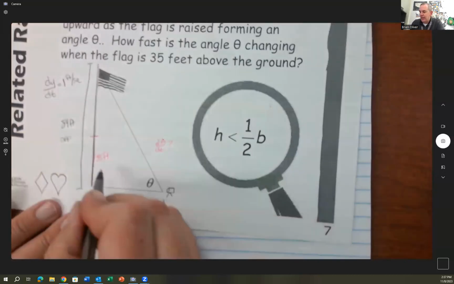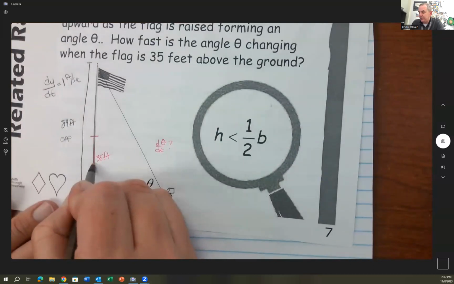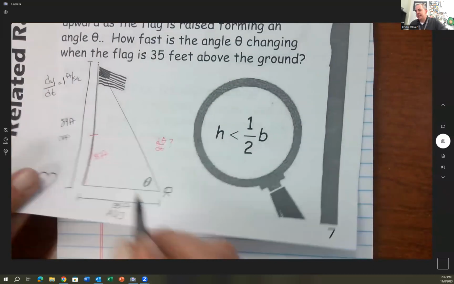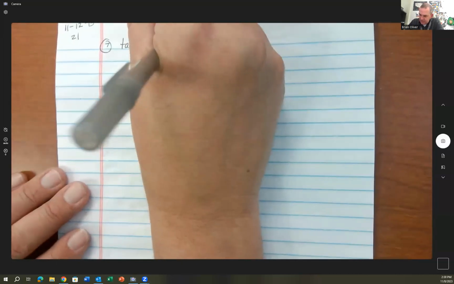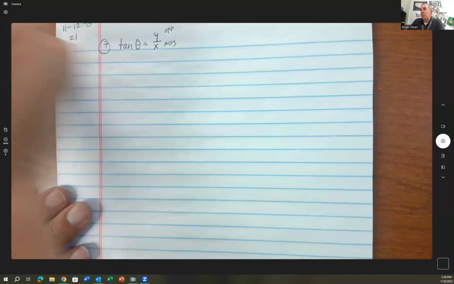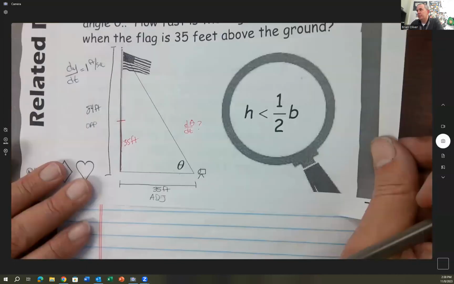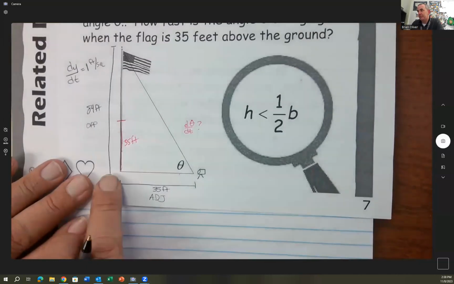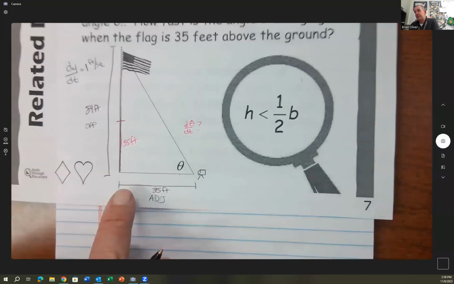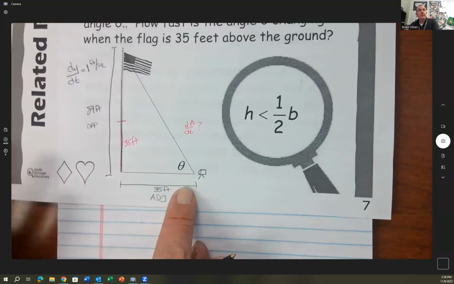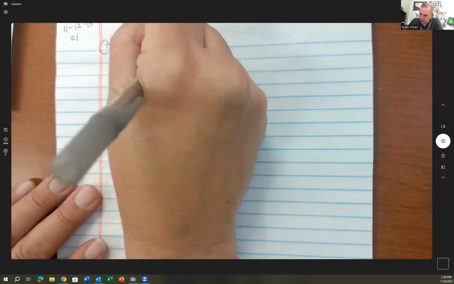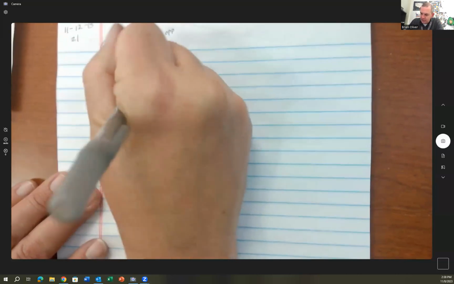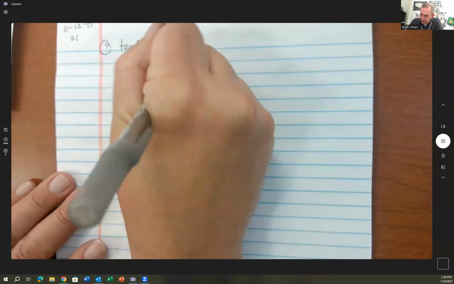opposite over adjacent. Opposite is going to be this y value. Adjacent is going to be this x value. So I'm going to write it down as opposite y over adjacent x. And what I need to look at is which one of those numbers is fixed. Is my up and down fixed, or is my left to right fixed? In this case, my left to right is fixed. It's 35 feet. It's always 35 feet. So tangent theta is going to be equal to y over 35, or tangent theta is going to equal 1/35 y.